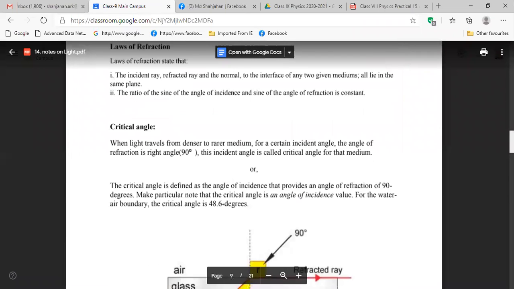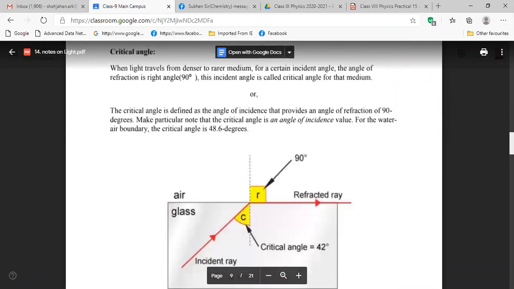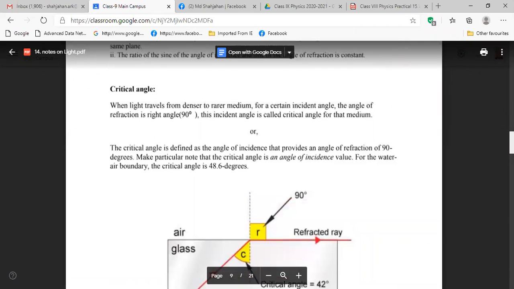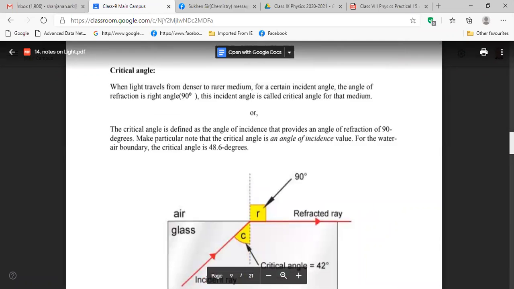Now, this one you'll write. This heading you'll write. Critical angle. Write this. Critical angle. After writing the heading, you first understand the explanation, then you write the definition. First, you try to understand the explanation.